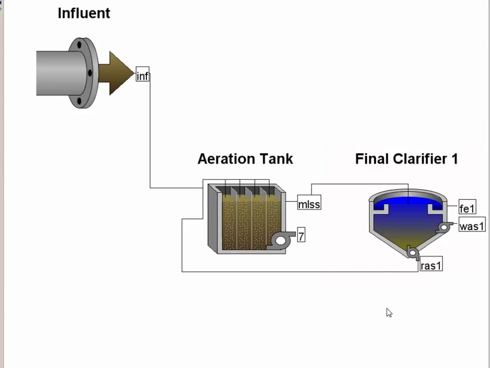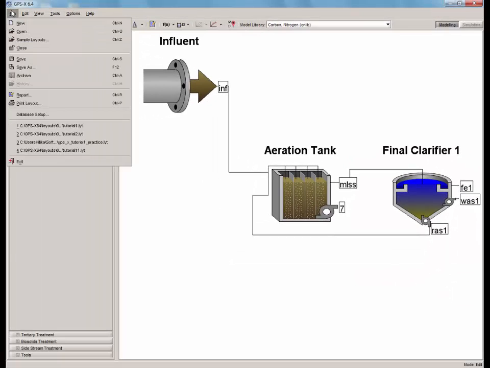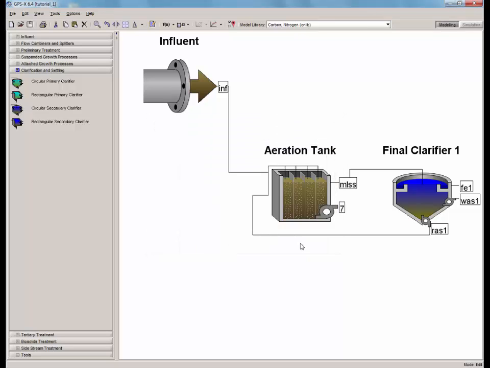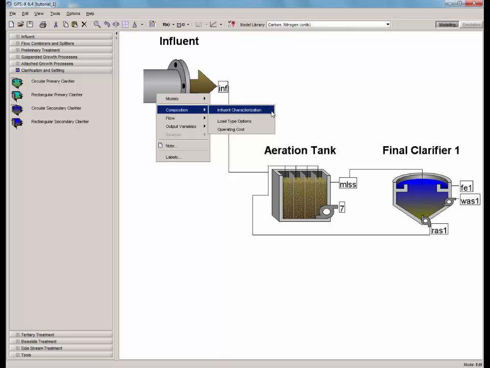Now that we have our model drawn and labeled, let's save it. Click File on the menu bar and click Save As. Give it a file name and click Save. Now let's change some of the properties in the process. Let's set the influent composition. Right-click on the influent object and select Composition, then Influent Characterization.